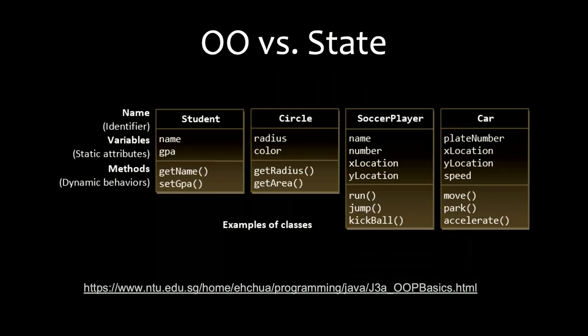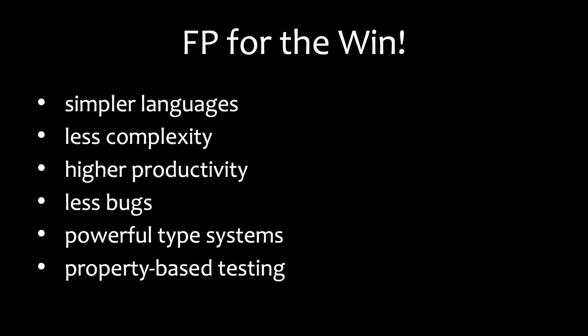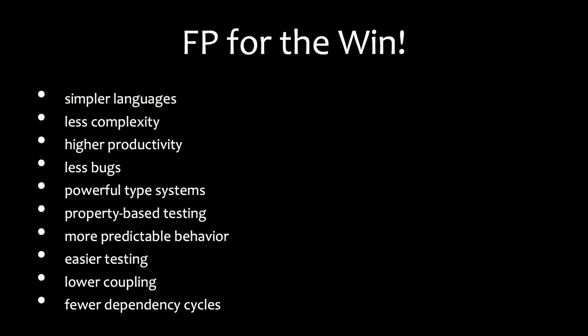So let me reiterate, Nicole. Of course, people should have used functional programming, which has all of these, of course, simple languages, yes. Less complexity, higher productivity, fewer bugs. You know, we have all these powerful type systems. We can do property-based testing, and it goes on and on. We get more predictable behavior. Generally, testing is easier because we don't need setup and teardown methods. You get lower coupling. You have fewer dependency cycles. I didn't even say monad in this list. So you get all these concrete advantages from doing functional programming, right? So that's what people should do to solve those problems.